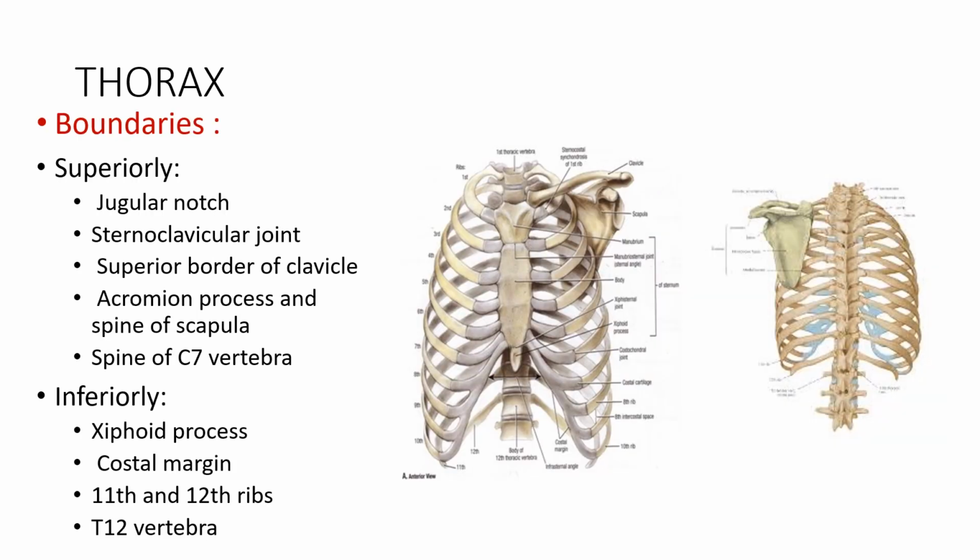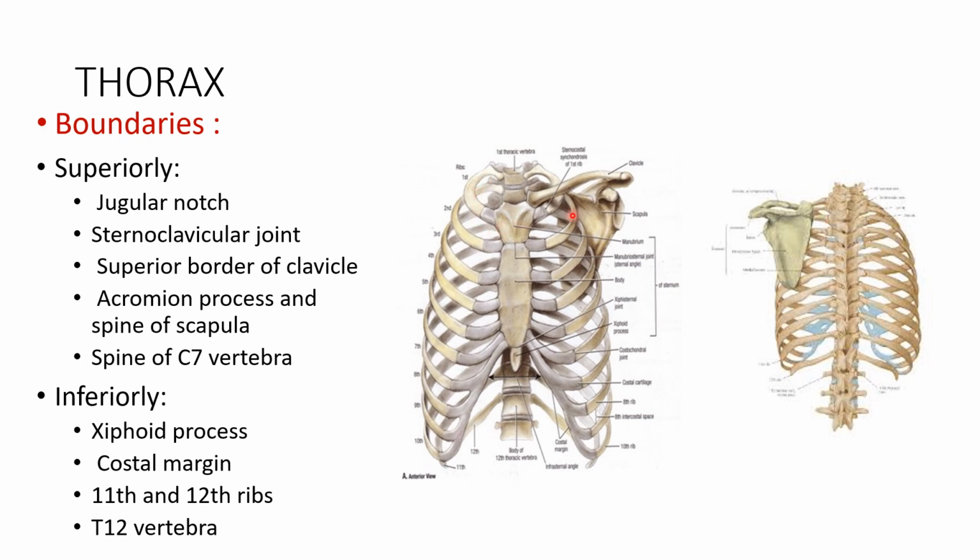Now let us see the boundaries of the thorax. You are seeing the thoracic cage, and it has a superior boundary. This is the superior boundary, which is formed by the jugular notch of the upper border of the sternum. Then there is the joint between the sternum and clavicle. This is the sternoclavicular joint. The superior border of the clavicle.